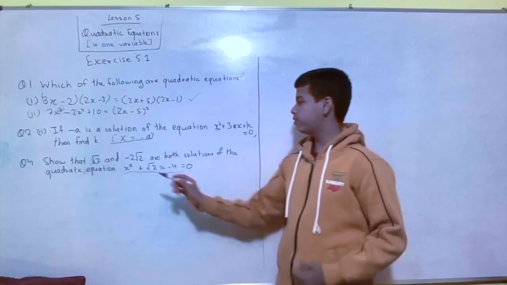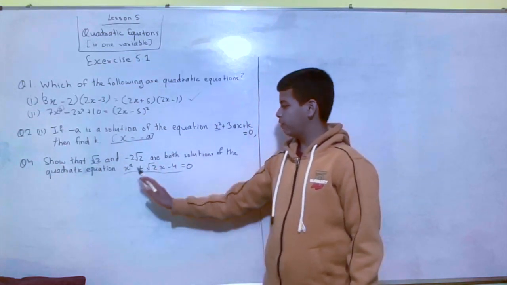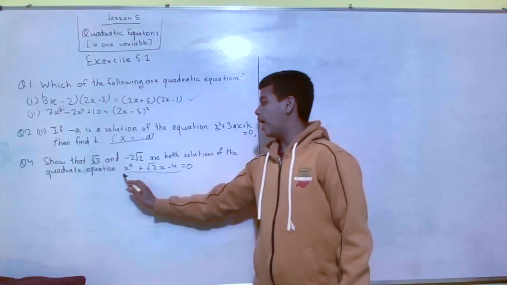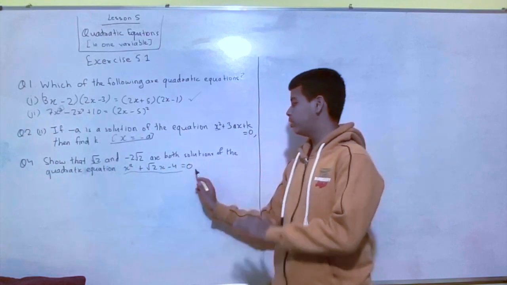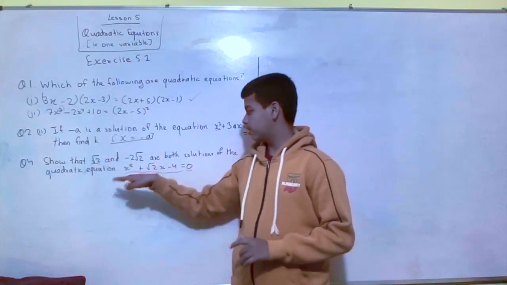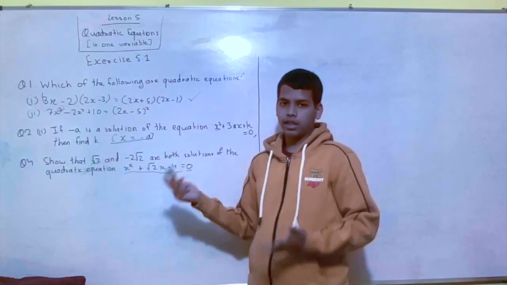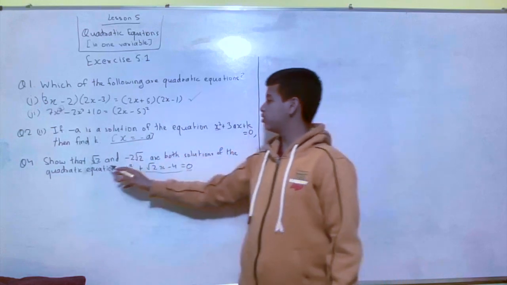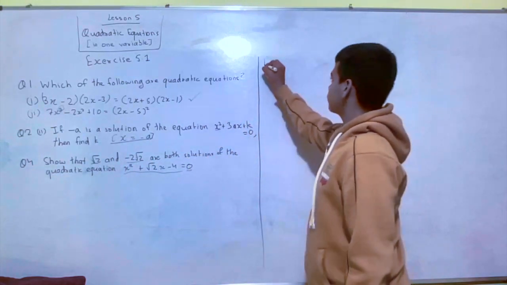What we will do is take this value and insert it in the place of x, and then we will solve this equation. And if we get 0, that means our left hand side will be equal to the right hand side, which is also 0. So if we get 0 when solving this quadratic equation, then that means root 2 is actually a solution of this equation. Now the same process we have to repeat for minus 2 root 2. So let's try it out.